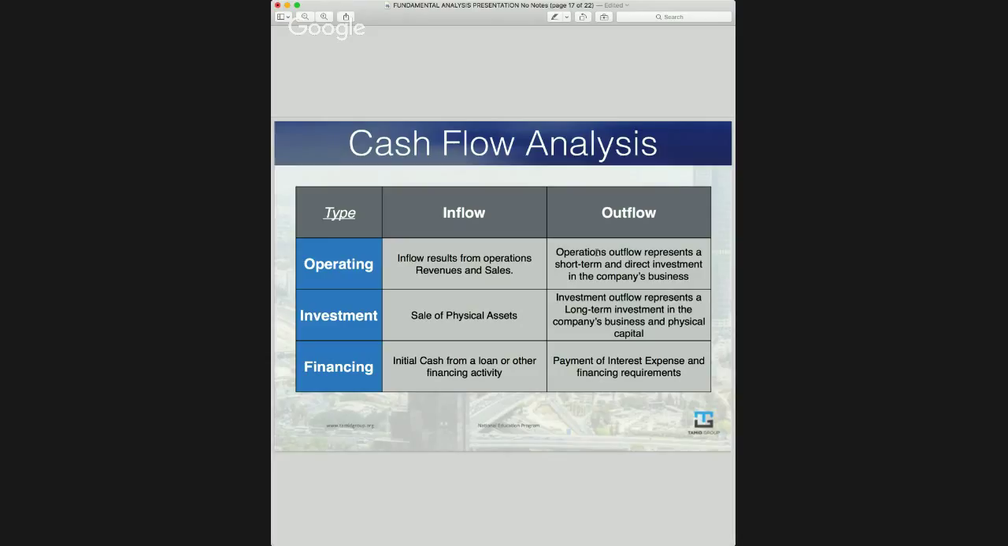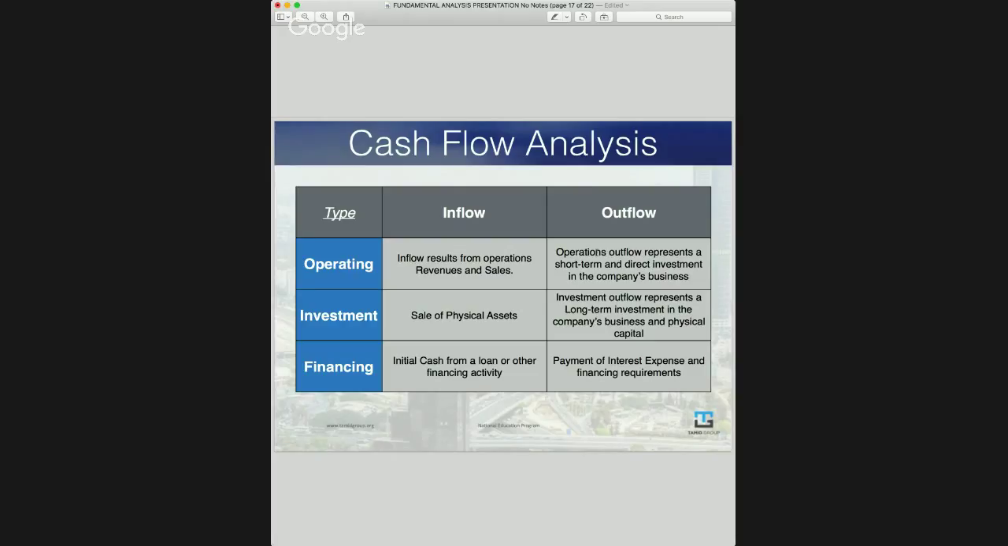So this would be something like investing in inventories, buying new DVDs to put on store shelves, buying things you're going to sell. Investing inflows is going to be your sale of physical assets. So it's going to be like selling a tractor you had previously owned, or selling a factory, getting rid of an office building. Those type of things are going to be what's called investing inflow.